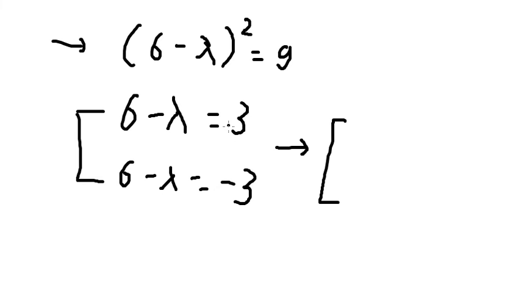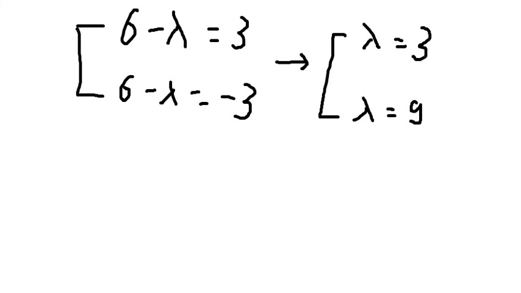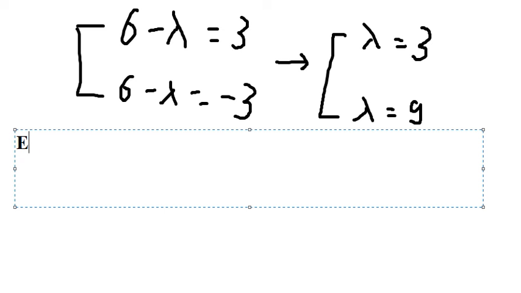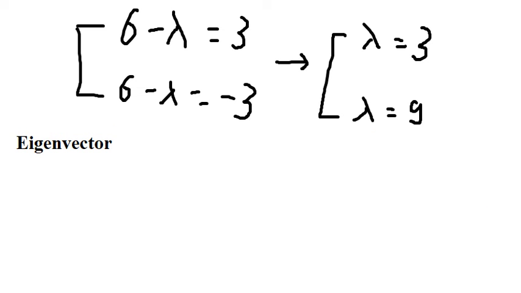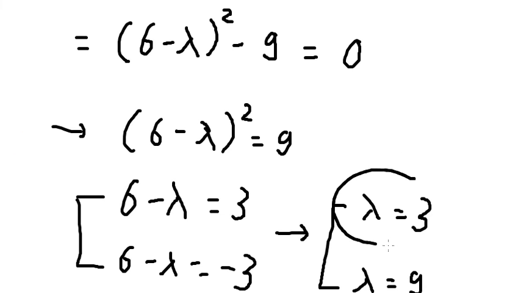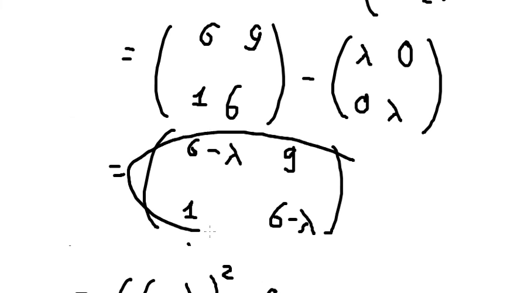So 6 minus number 3, so we have lambda equals number 3. This one we do the same. And we have lambda equals number 9. So the next one we need to find the eigenvectors. So if we have lambda equals number 3 in here, I will put this one in here.